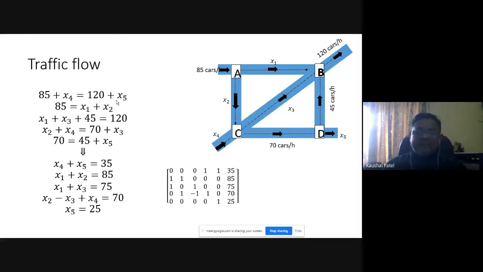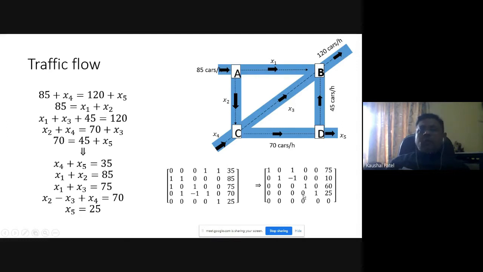And we can convert it into a matrix. So this one is X1, X2, X3, X4, X5, and these all are constants. The first equation is X4 plus X5, so X4 has coefficient 1, X5 has coefficient 1, and it is 35. X1 plus X2 is 85. X1, X3 and 75. This is X2 minus X3. So X2 minus X3 plus X4 is 70 and X5 is 25. Whenever we convert into row reduced echelon or row echelon form, we can get these values.